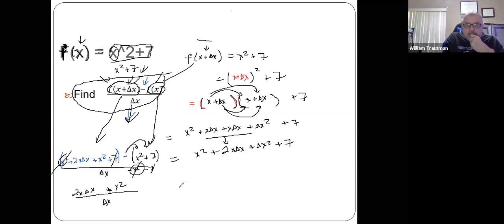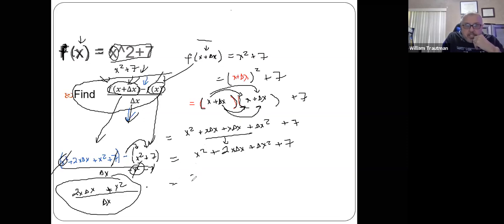And I think that's it. That is the answer to this problem. And if I look at this, this is the answer. That's all we had to do in algebra.